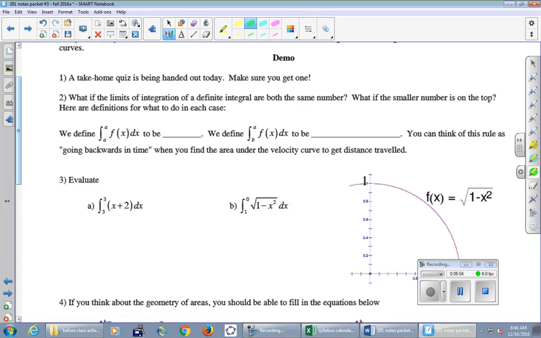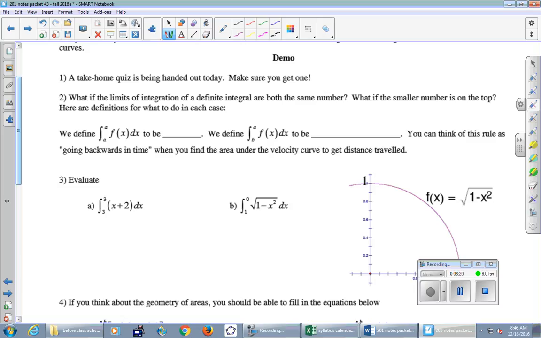Number two, what if the limits of integration, remember the limits are the numbers that are on the integral sign, right, from something to something. What if the limits of integration of a definite integral are both the same number? What if the smaller number is on top? Here's what we do for each case.